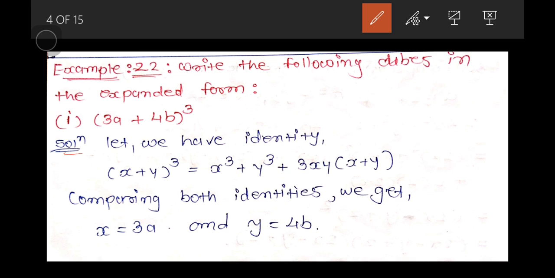Solution of this example: we have a similar identity, (x + y) cube is equal to x cube + y cube + 3xy(x + y). Here we can write x as 3a and y as 4b. So let us put these values in the given identity and expand this cube. Comparing both, we get x = 3a and y = 4b. Now let us put these values in the identity.